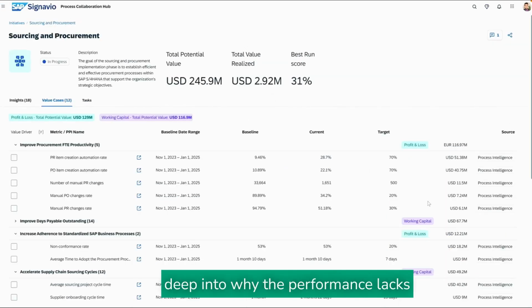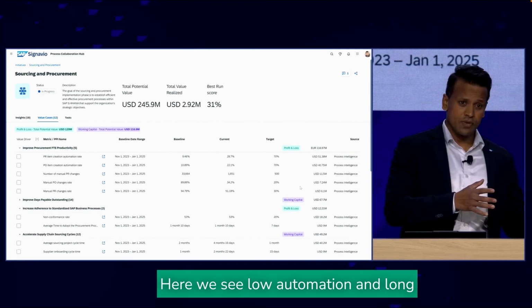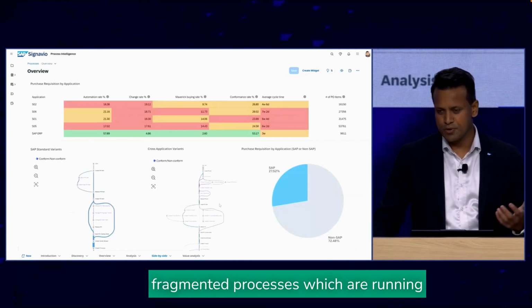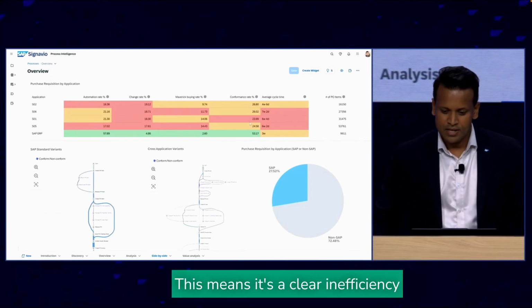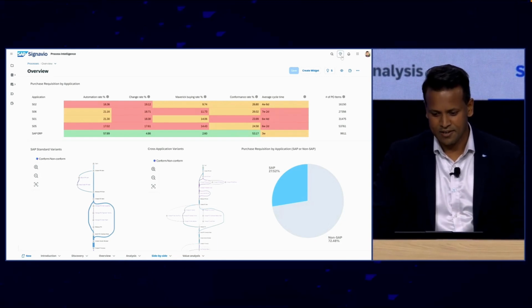Let's dig deep into why the performance lags. Here we see low automation and long cycle times. And also we see the fragmented processes which are running mainly outside of SAP. This means it's a clear inefficiency hiding in plain sight.